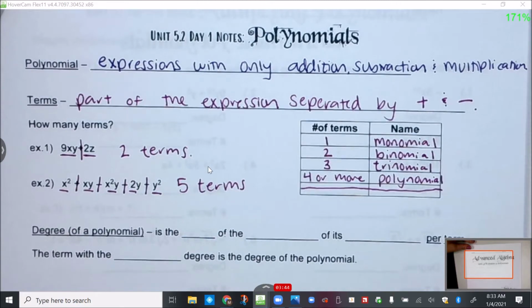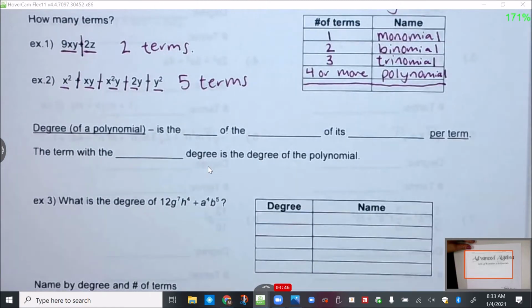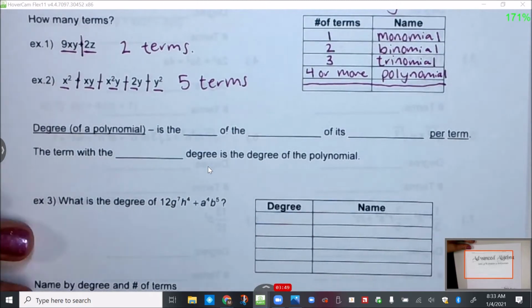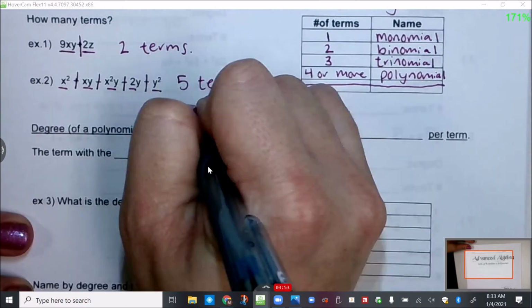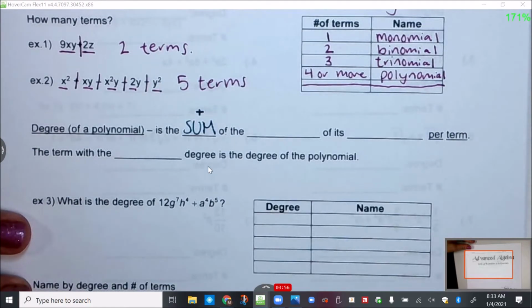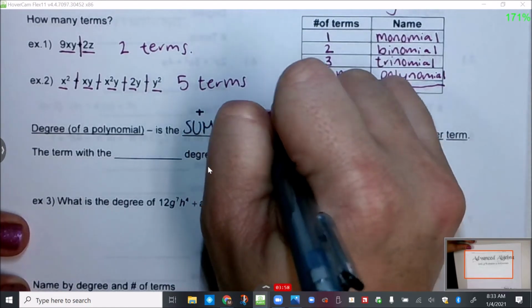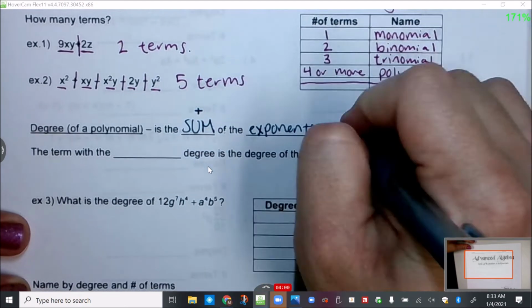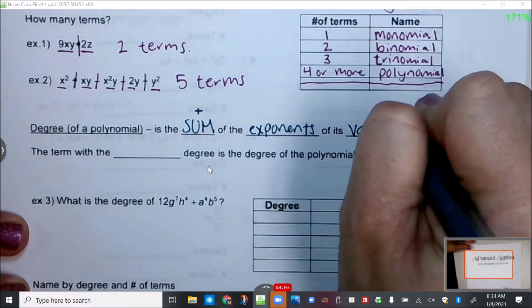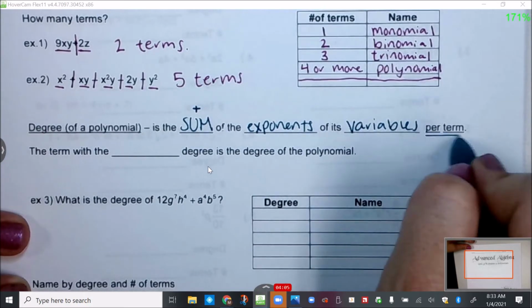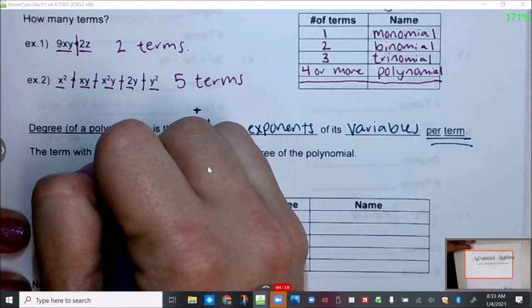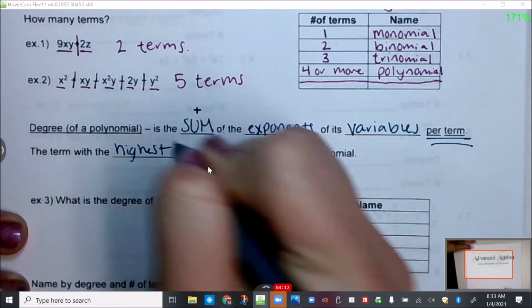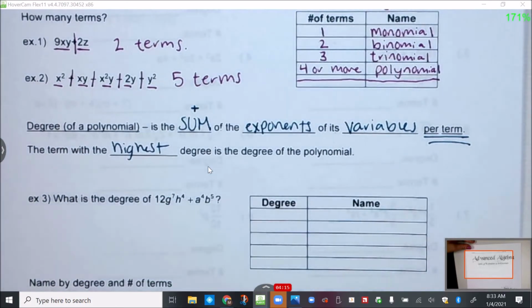So knowing that, we're moving on. So it says, degree of a polynomial is the sum. What does sum mean? Total. Add, total. Okay, of the exponents of its variables per term. Okay, the term with the highest degree is the degree of the polynomial. So I'm going to show you what that means here in a second.